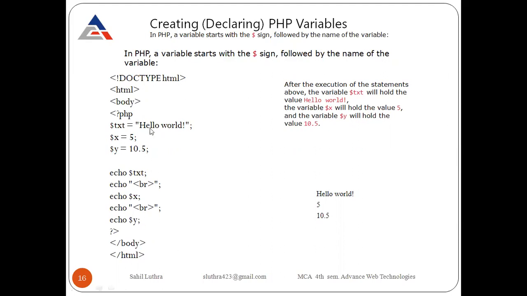And at last, the statement or the thing which you pass to the variable. So this is the syntax of the variable: dollar sign, name of the variable, assignment operator, and the statement or the thing you want to pass. So this is the syntax to declare a variable in PHP. Okay.